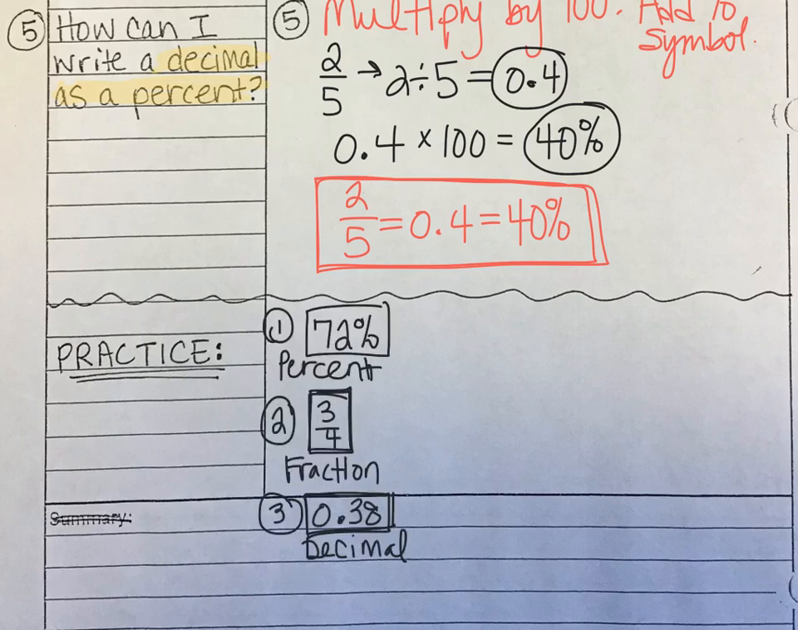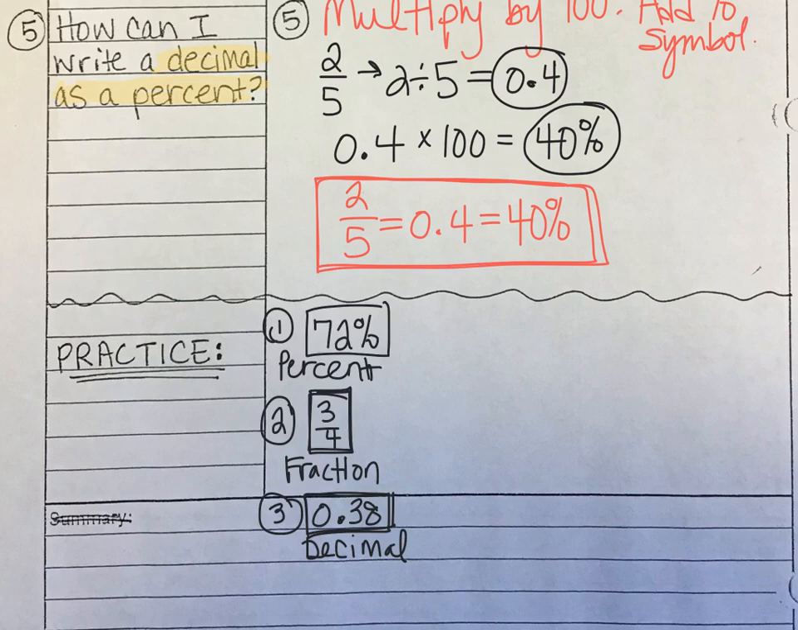So take a look at these 3 problems. Number 1 is 72%. Your job is to make 72% into its equivalent decimal and its equivalent fraction. For number 2, the fraction is 3/4. I want you to give me the equivalent decimal and the equivalent percent that are equal to the fraction 3/4. And in number 3, I've given you the decimal 38/100, or 0.38, and I want you to give me the equivalent percent and the equivalent fraction for that decimal value.